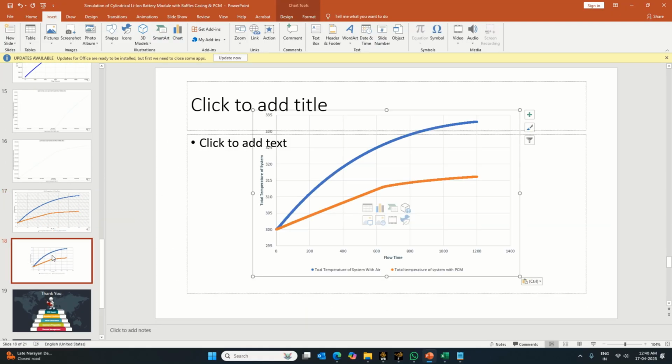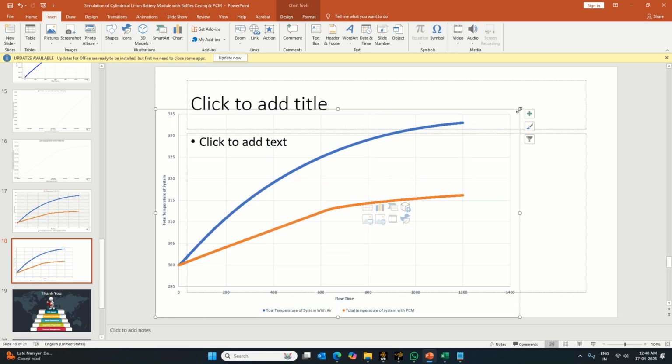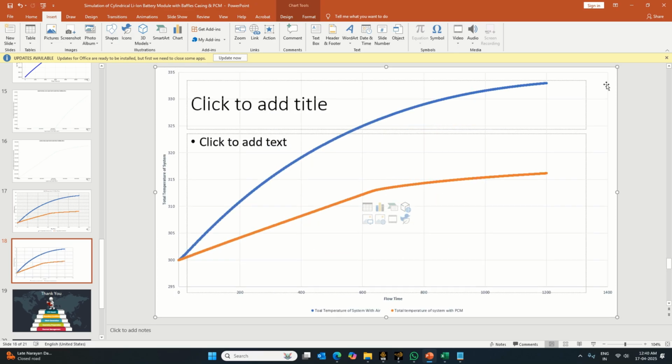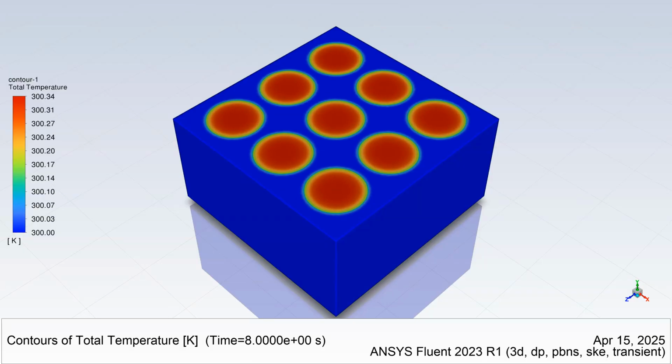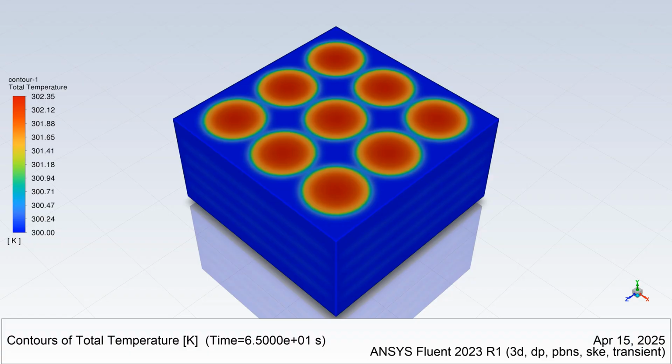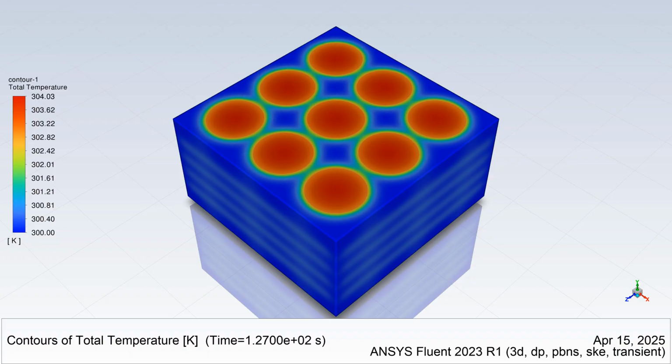So this represents the total temperature of the system with respect to the flow time, how the variations are there with respect to temperature, that which we can visualize over here. So this represents the contours of total temperature of the system. How the total temperature varies with respect to the flow time is visualized here in this case.